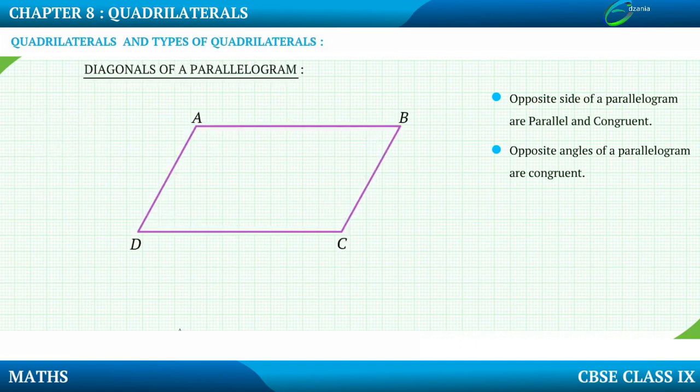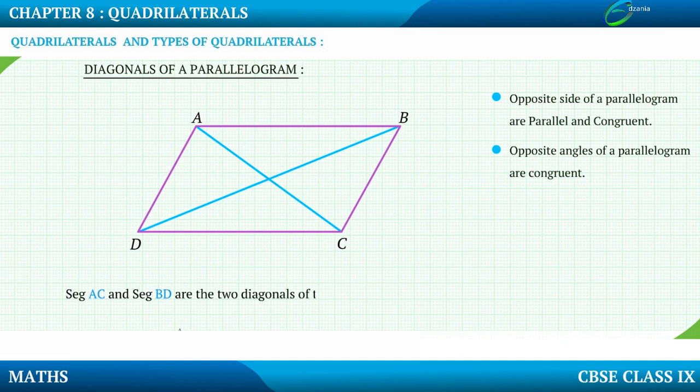Diagonals of a parallelogram. Diagonals are the line segments joining opposite vertices. Point A and point C is the first pair of opposite vertices, while points B and D are also opposite. Let us join them. We get segment AC and segment BD. Segment AC and segment BD are the two diagonals of this parallelogram ABCD.